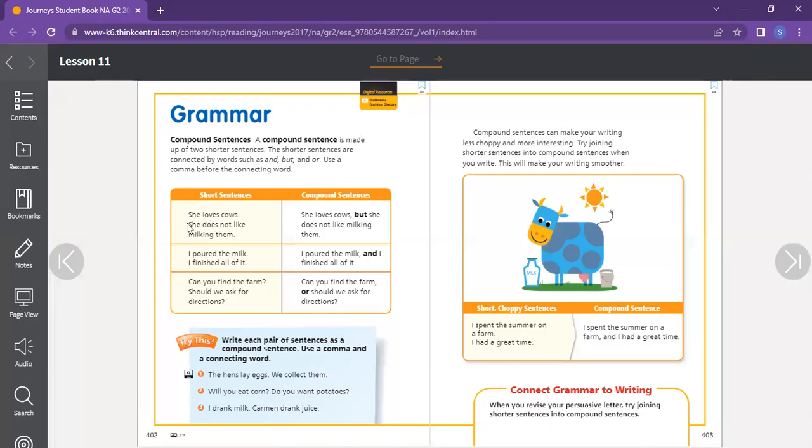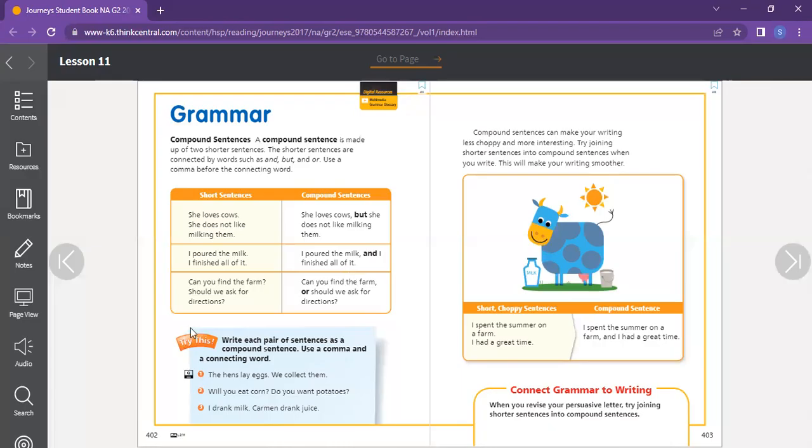Here we're having two short sentences. She loves cows. She doesn't like milking them. Of course, we should use the word but because they are different from each other. She loves cows, but she doesn't like milking them. Here we're having I poured the milk. I finished all of it. Of course, they are not different sentences, and I'm not comparing between two things or choosing between two things, so I can use the conjunction and. I poured the milk, comma, don't forget the comma before the conjunctions, and I finished all of it.